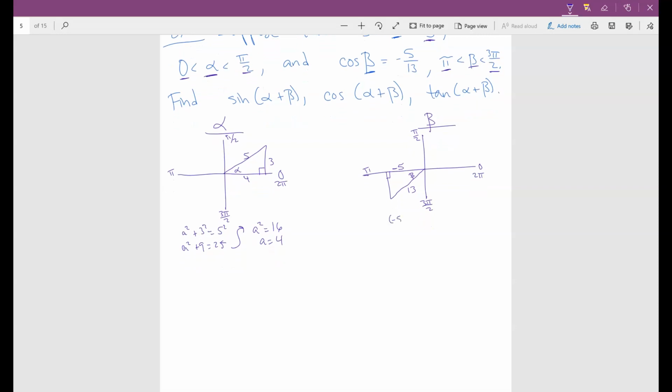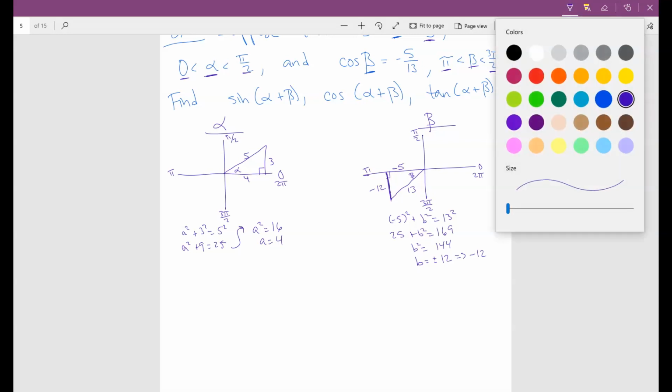So now let's try to figure out the other side. It's going to be negative 5 squared plus b squared equals 13 squared. 25 plus b squared equals 169. b squared equals 144. When I take the square root, you get plus or minus 12. Notice that in this case, since this is on the negative y-axis, this should be negative 12. All right. So now that we have the triangles, we can do the problem.